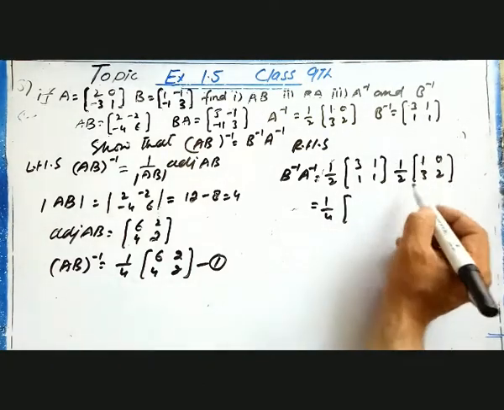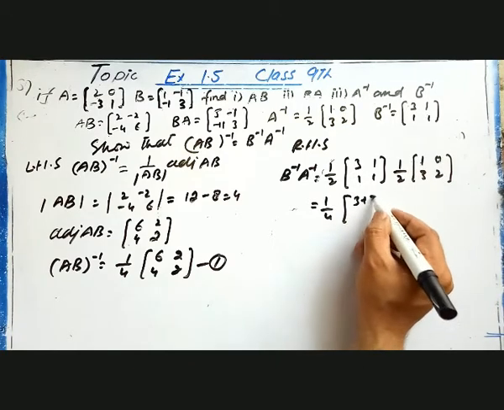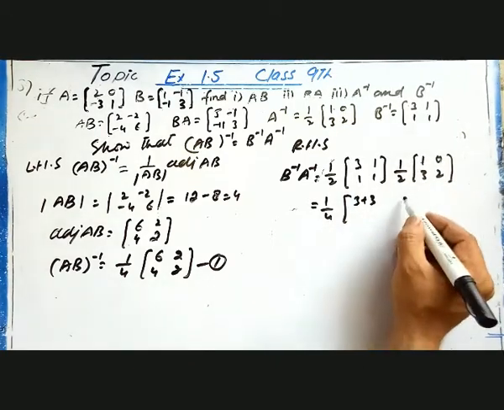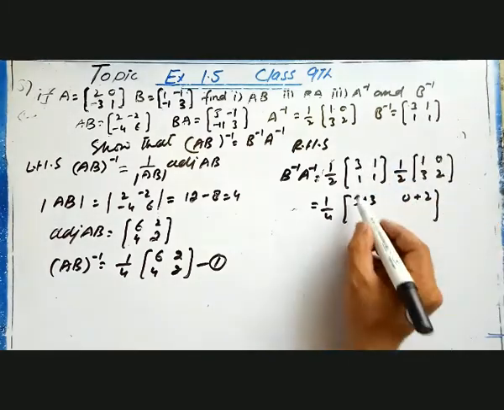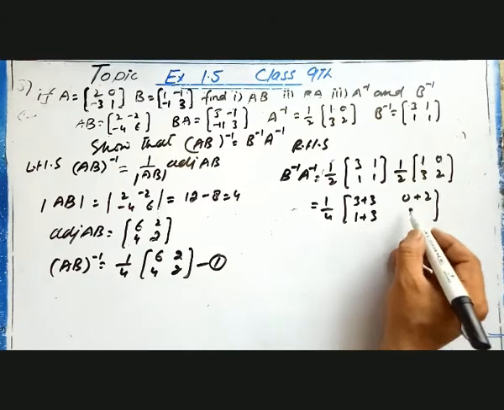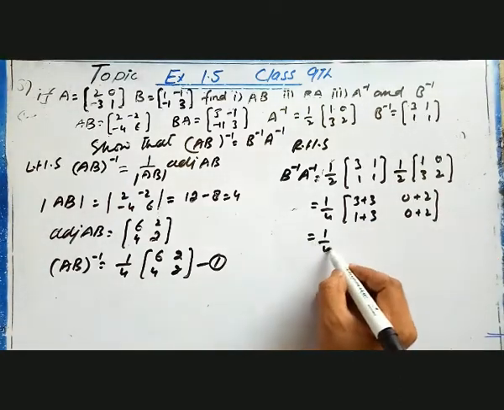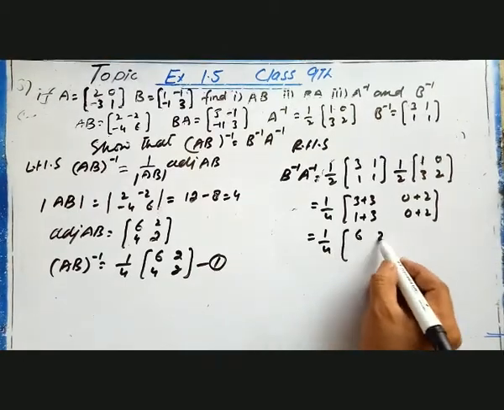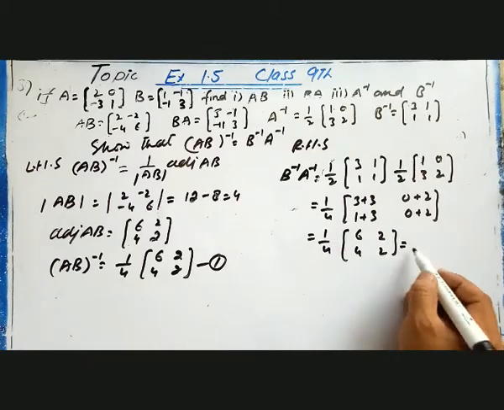And first row first column, so 3 into 1 is 3 and 1 into 3 is 3, so 3 plus 3. This is 3 into 0 is 0 plus 2 ones are 2, 2 ones are 2, and 1 into 1 is 1 plus 3 ones are 3, and 1 into 0 is 0 plus 2 ones are 2. That is 1 over 4, and it will become 6 2 4 2.